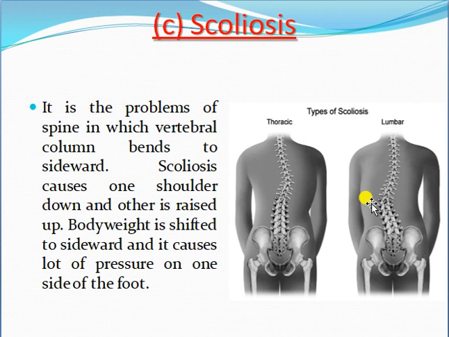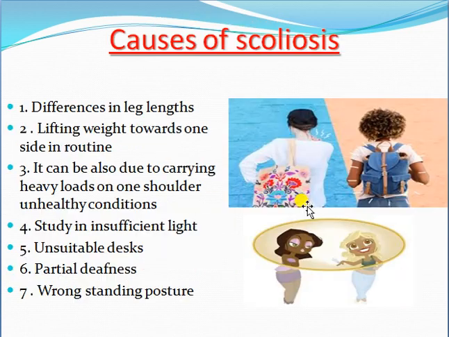Next is scoliosis. It is the problem of the spine in which the vertebral column bends sideward. Scoliosis causes one shoulder to go down and the other to be raised up. You can easily see in the picture there is a sideward bend, and a sideward bend in the lumbar part of the backbone. Okay, so causes of scoliosis.